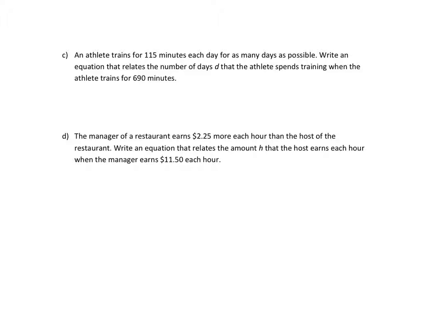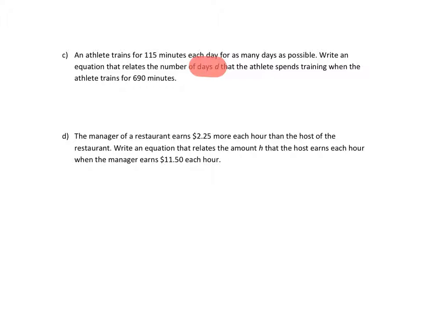All right, now these guys are a little bit different, okay? These are real world problems where we are going to have to write an equation, okay? So let's go ahead and read through the first one. An athlete trains for 115 minutes each day for as many days as possible, okay? So 115 minutes each day. Write an equation that relates the number of days D, okay? D, we're going to have to use that D. We can't make up our own one when they tell you that D is day. In fact, I'm going to highlight that right here, okay? D is day. That the athlete spend training when the athlete trains for 690 minutes.